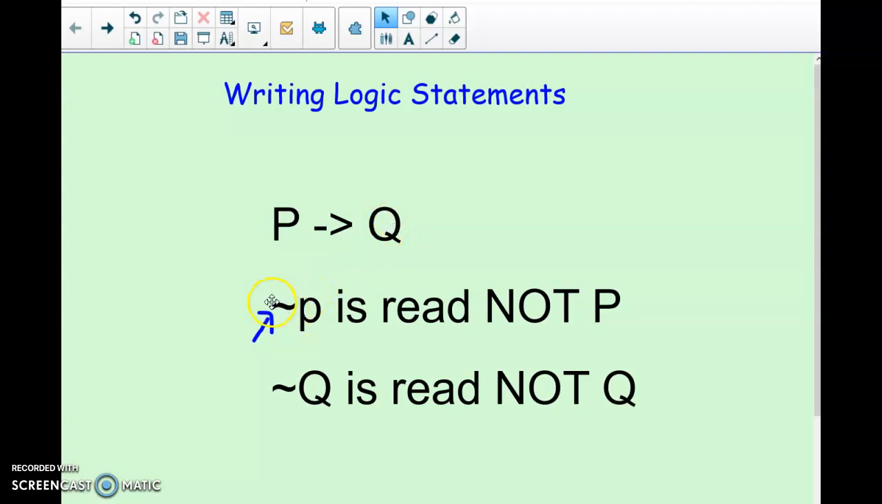Then you know that the other symbol that was new to most of you was this tilde symbol. You can see the blue arrow pointing to it. You're going to find that on your keypad right next to the number 1. If you look across the numbers, all the way to the left, you should see a tilde right there. And when you're typing in Cami, that's where you're going to find the symbol to type. You read it as not P, or not Q. Okay, so let's go on and do some practice.